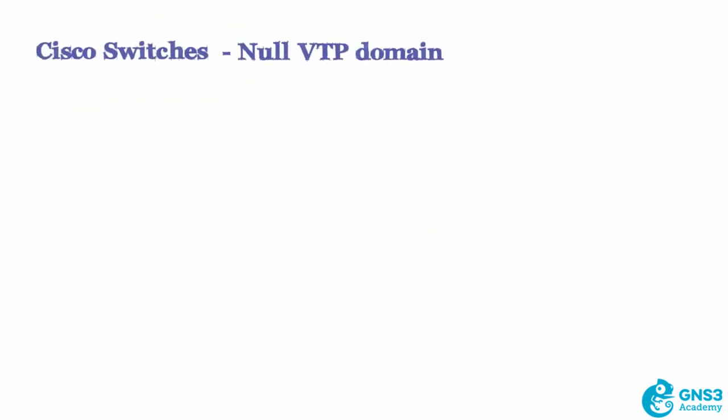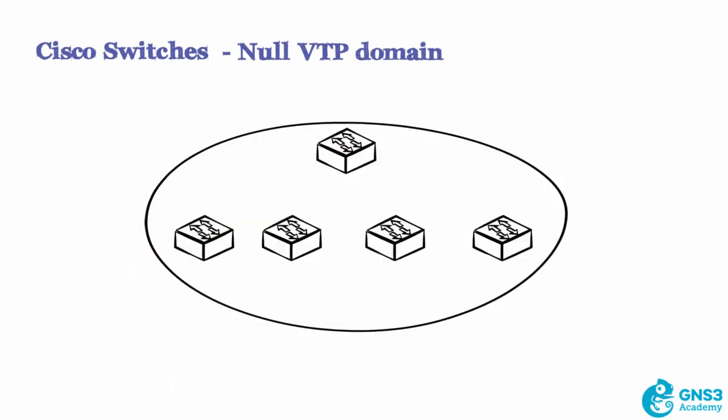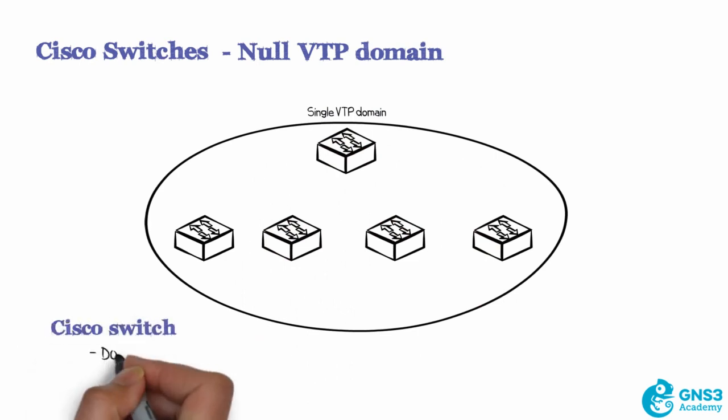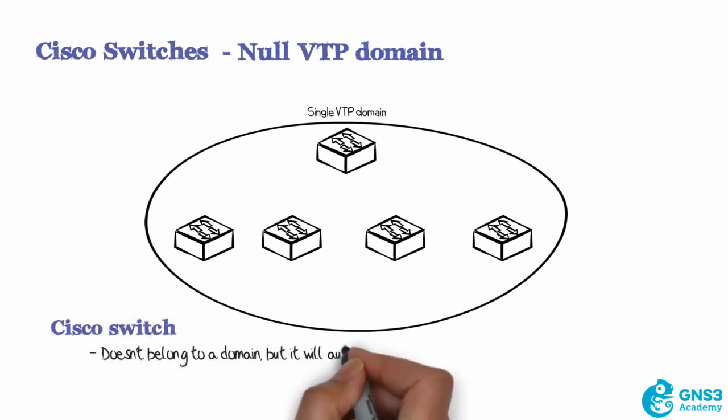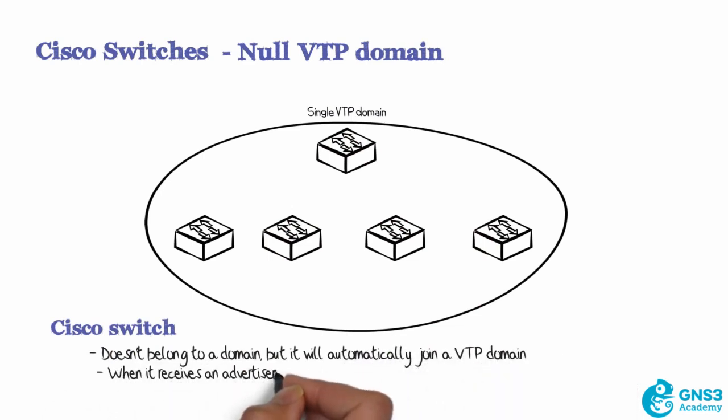Cisco switches by default belong to the null VTP domain. You typically put your switches into a specific VTP domain so that switches within the same domain can exchange information with one another. It is possible to put switches into different domains, and switches will only update other switches in the same domain. A switch can only belong to a single VTP domain, and by default a Cisco switch doesn't belong to a domain, but it will automatically join a VTP domain when it receives an advertisement for a domain over a trunk link, or you can manually add the switch to a VTP domain.